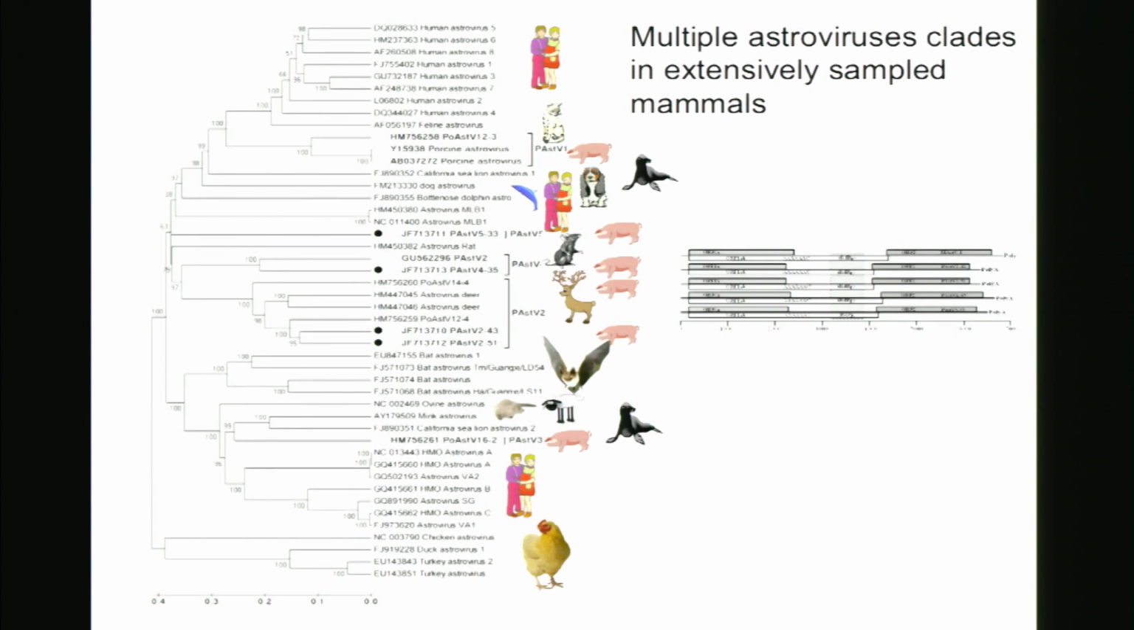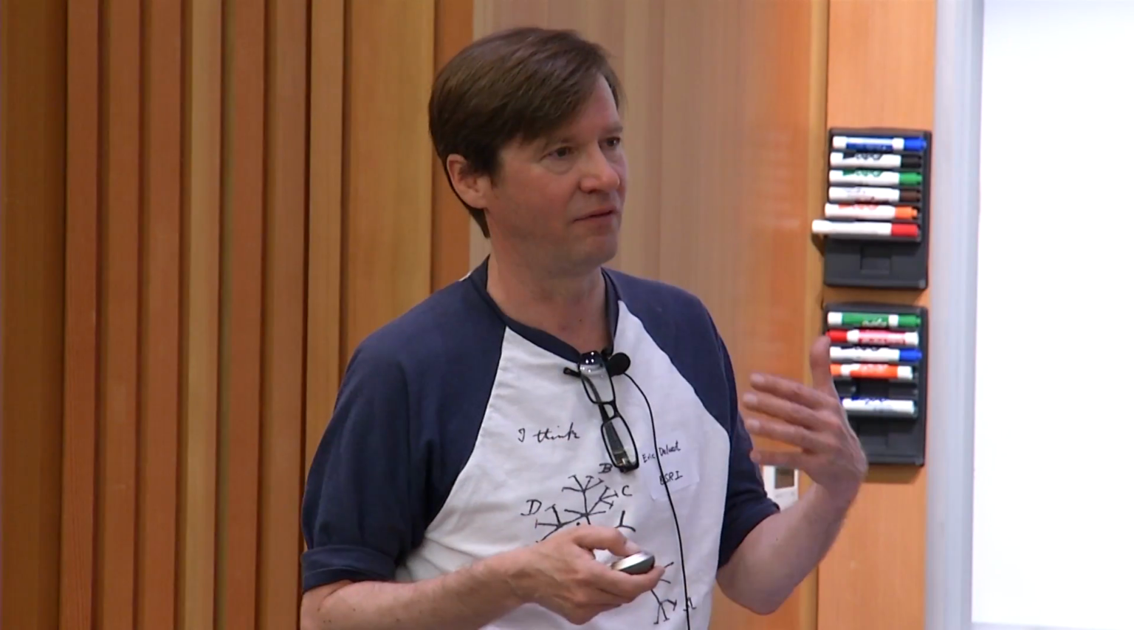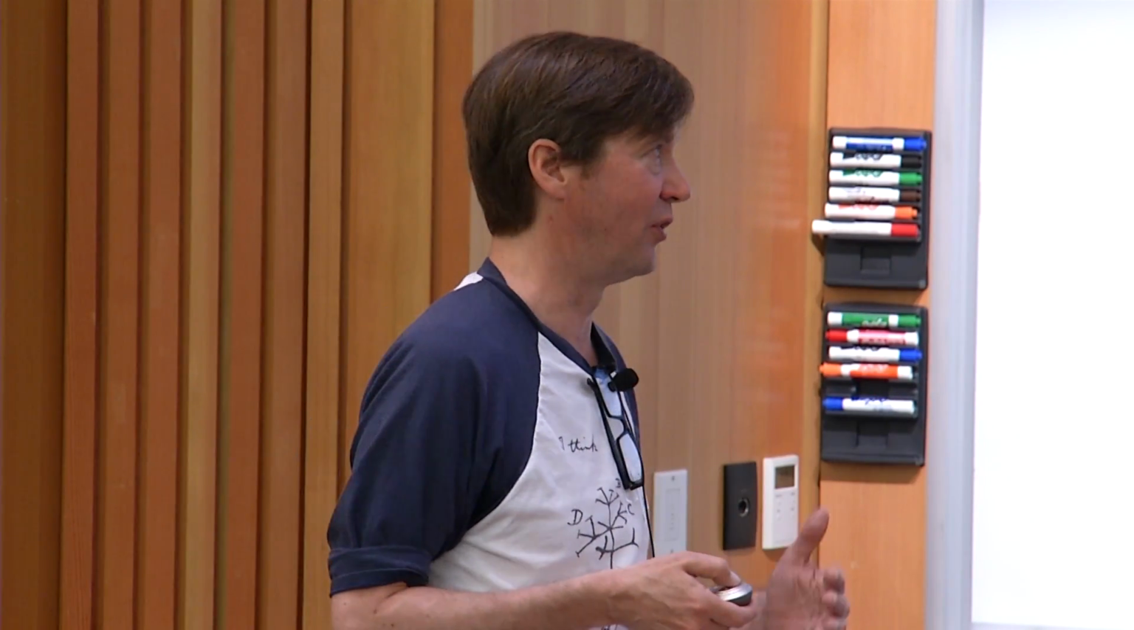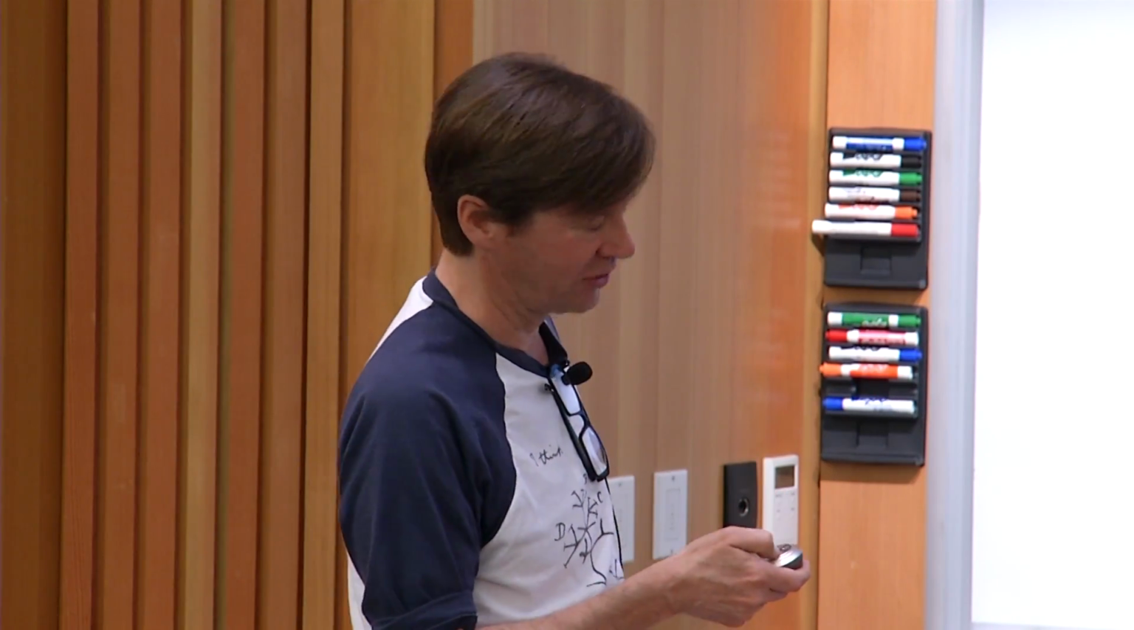Same for other viruses. Now, people interpret this intermingling of species along the phylogenetic tree as reflecting probably quite frequent transfer of these astroviruses from species to species. Otherwise, all the humans would be on one clade.